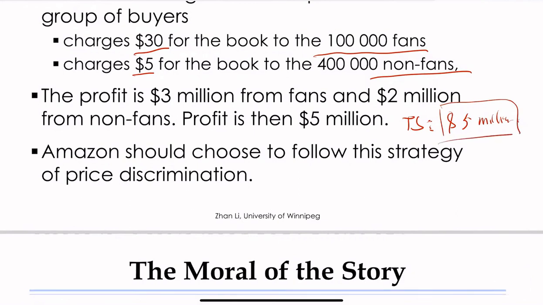I have to caution that this kind of result is true because Amazon is actually doing this first degree discrimination. So this is not a universal result. That is, you cannot say price discrimination will always increase total surplus. This is not true. What I'm saying is it is true in this example, but it is not true in some other examples.